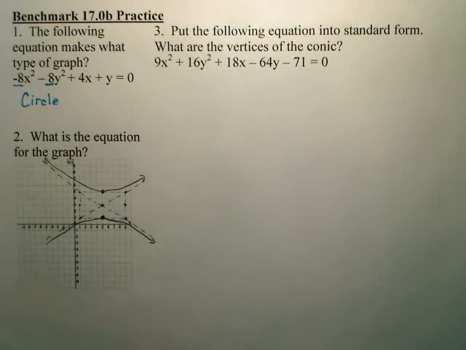If one was positive and one negative, it'd be a hyperbola. But if they're the same sign, but say it was negative 8 and negative 7, it would be an ellipse. Anyways, that one in particular is a circle.